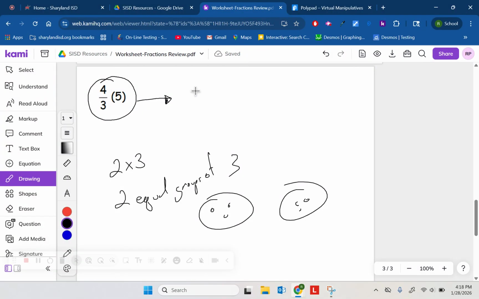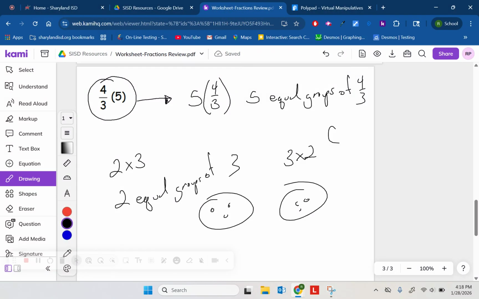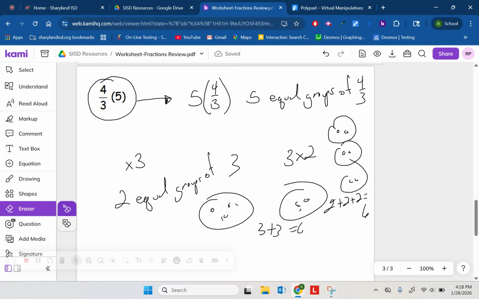This one is 4/3 equal groups of 5. We're not going to do it that way. So I can think of this way. 5 times 4/3, which will be 5 equal groups of 4/3. It's the same thing as I would switch this around and say, well, how about 3 times 2? Well, that's 3 equal groups of 2. All right? My product is still 6. 3 plus 3 equals 6. 2 plus 2 plus 2 equals 6. So I'm going to get the same answer either way. 4/3 times 5 or 5 times 4/3.